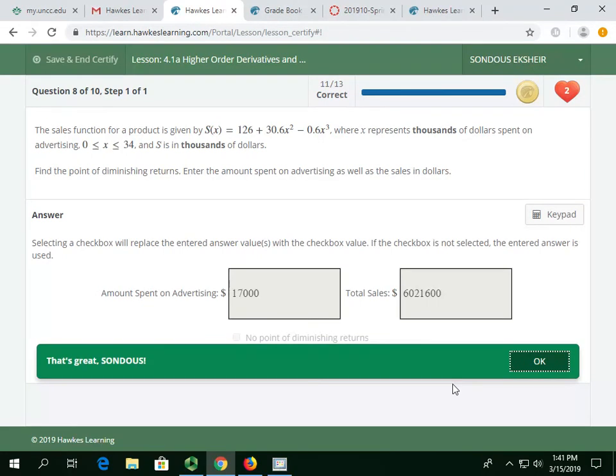Yay, it liked me. But you know that half the people in our class are going to type in 17 and 6,021.6, and they go, it told me it was wrong. No, you didn't pay attention to units. It's in thousands of dollars. Give it what the people want. But I would accept it as $17,000. If you were to put x equals 17 and write thousands of dollars, I would also give you full credit for it.